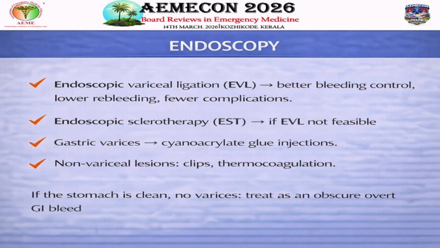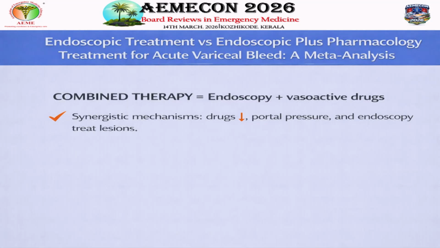Coming to endoscopy, there are two endoscopic therapies: variceal ligation and sclerotherapy. This is the recent trial where they found that endoscopy along with vasopressors like vasopressin and noradrenaline tends to decrease the portal pressure and drug requirement, right?